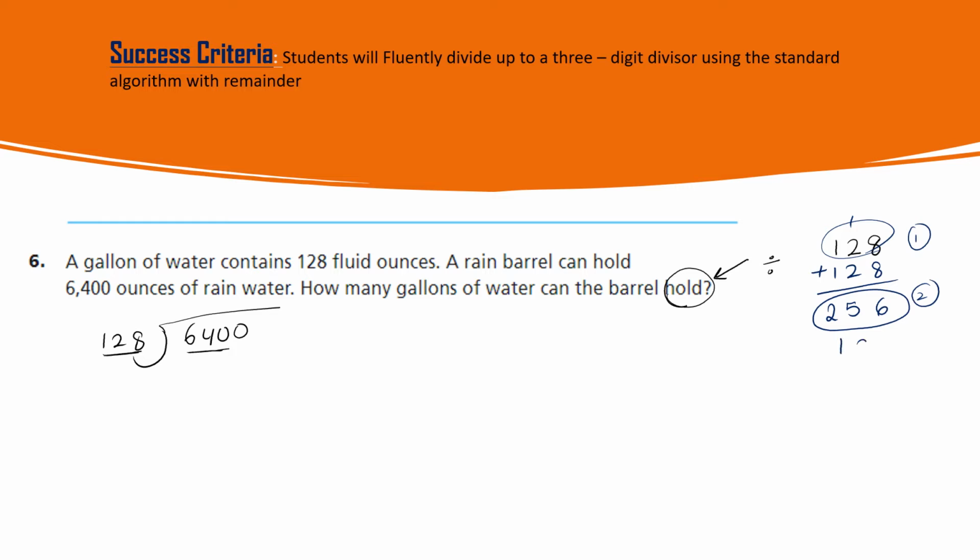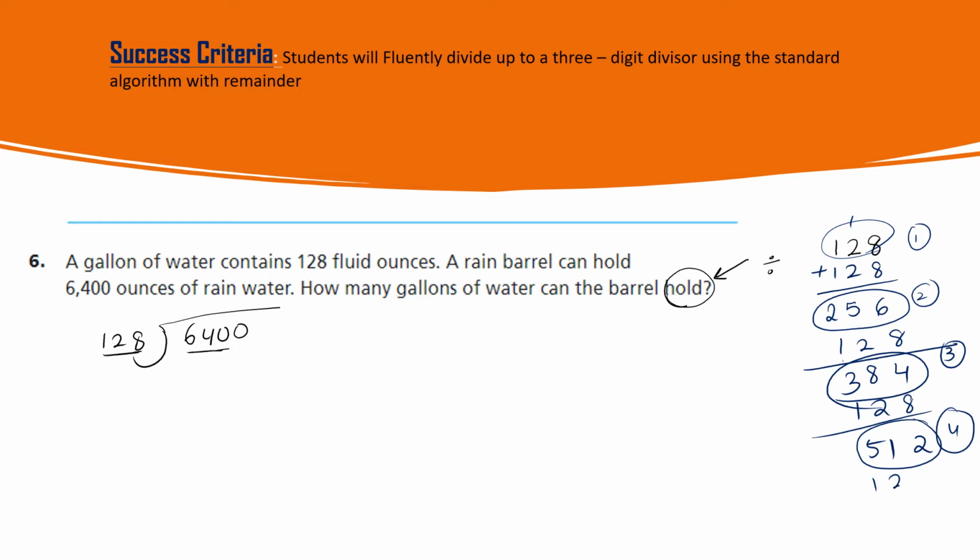Now again add 128 to it, so you will get 384. This is our third answer. Again add 128, so you will get 512, that is the fourth answer. Again add 128, so you will get 640 with the fifth time.